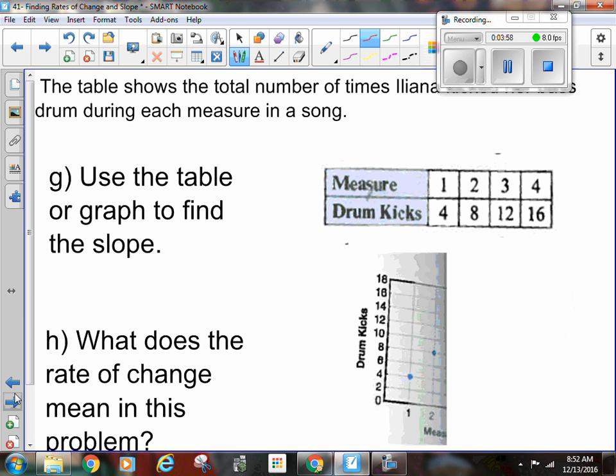All right, the table shows the number of total drum kicks Ileana has in a measure of a song. My graph didn't quite copy correctly. Use the table or the graph to find the slope. So I again just need to go from 2 points. I notice I'm going up 2 boxes, but that's an increase of 4, and I'm going over 1, which is 1 measure. So my slope is 4 over 1. I would see the same thing here. I'm increasing 4, I'm increasing 1, so my slope is 4 over 1.